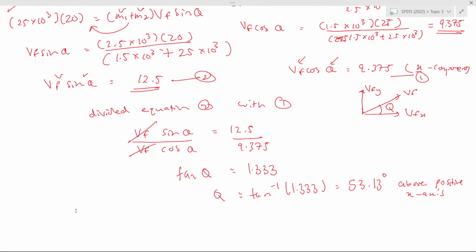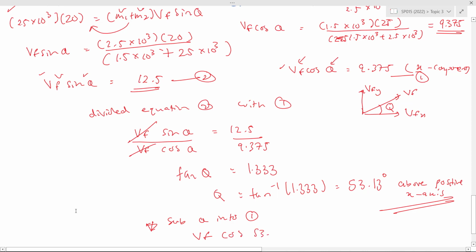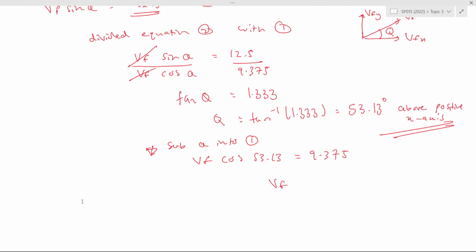It is very important for you to get full marks on the direction. Now, once you get the angle, substitute this into any equation you want. Equation 1 is fine, equation 2 is fine. So, let's say I want to use the first equation. Okay. Sub theta into 1. So I will get V final cos 53.13 equals 9.375. So, simply bring cos 53.13 to the other side. So I will get VF equals 15.62 meters per second. Okay, so this is the way to do this type of question.